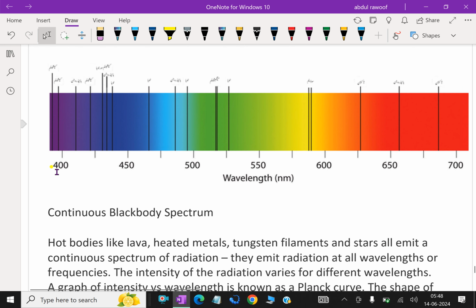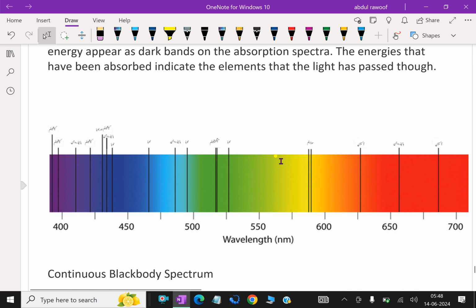Here, look at this band with wavelength in nanometers. The wavelength increases from violet to red. Due to that increasing wavelength, the frequency decreases.